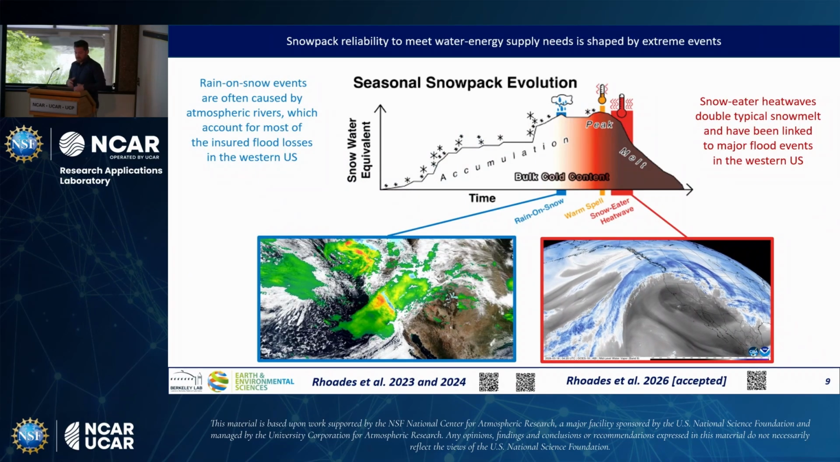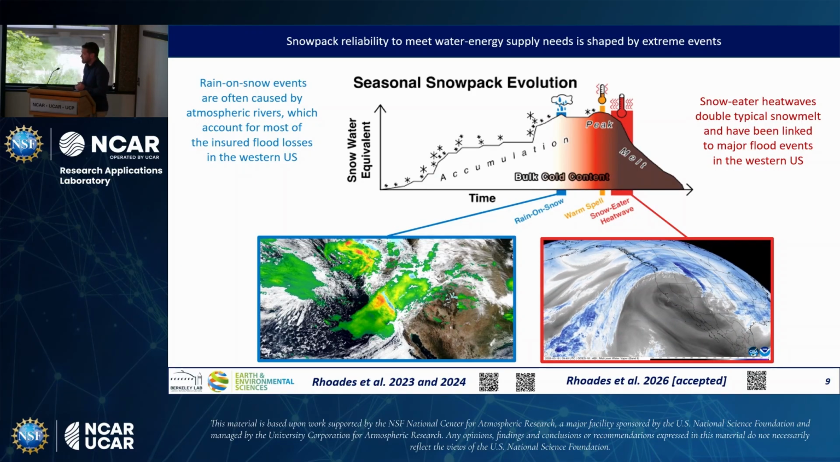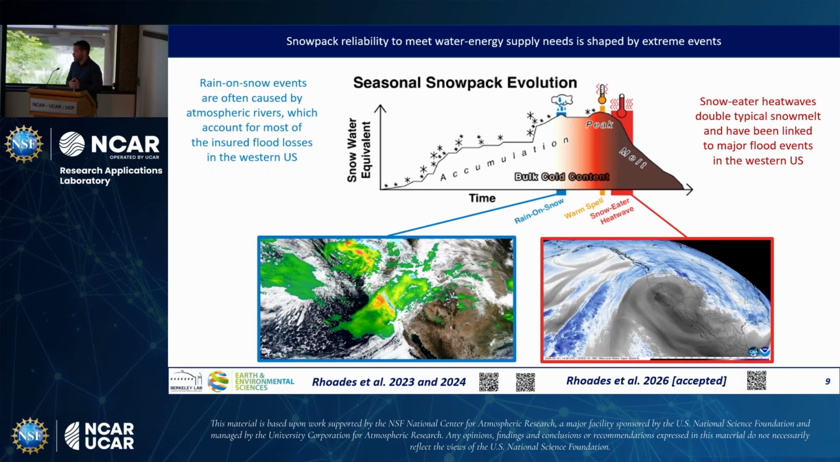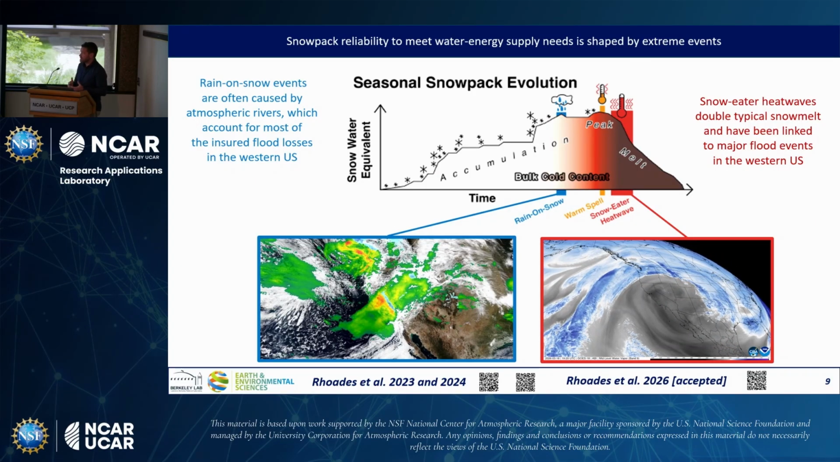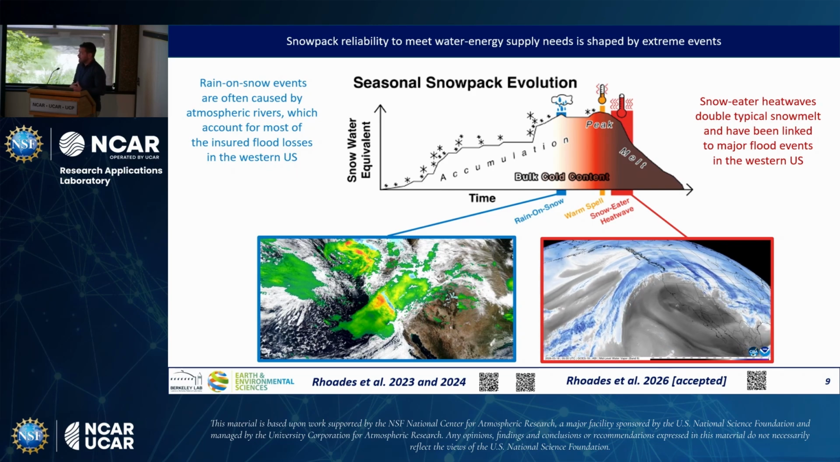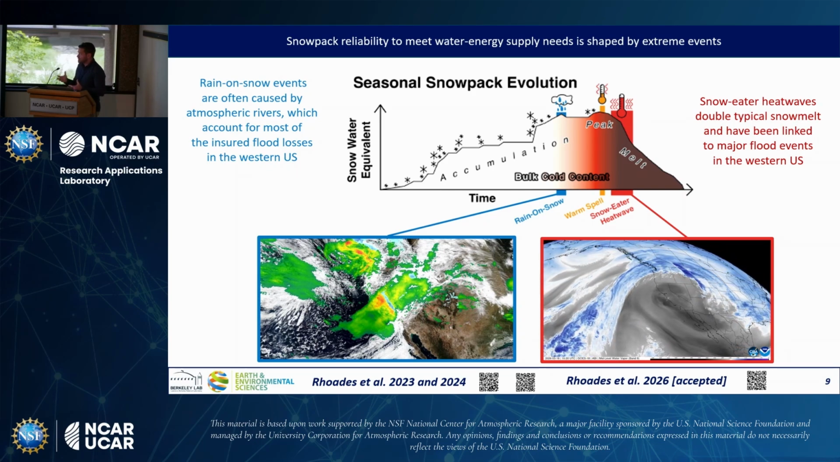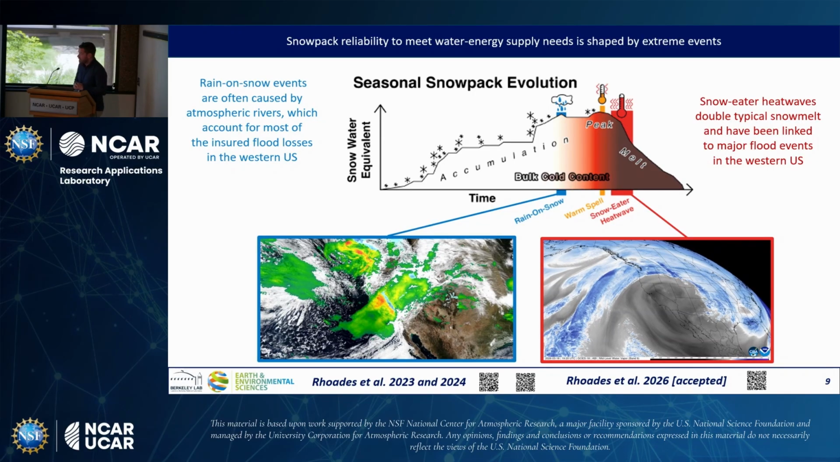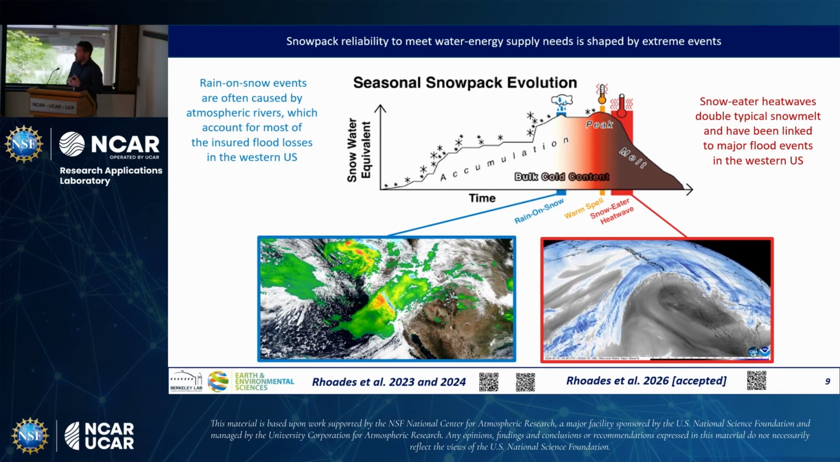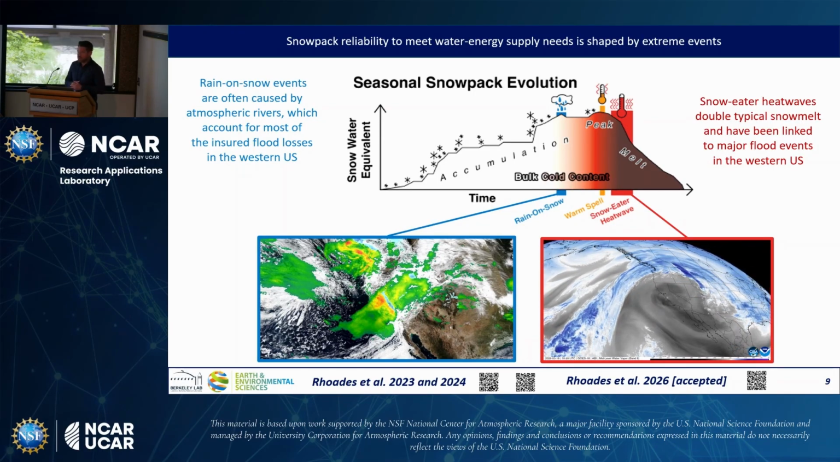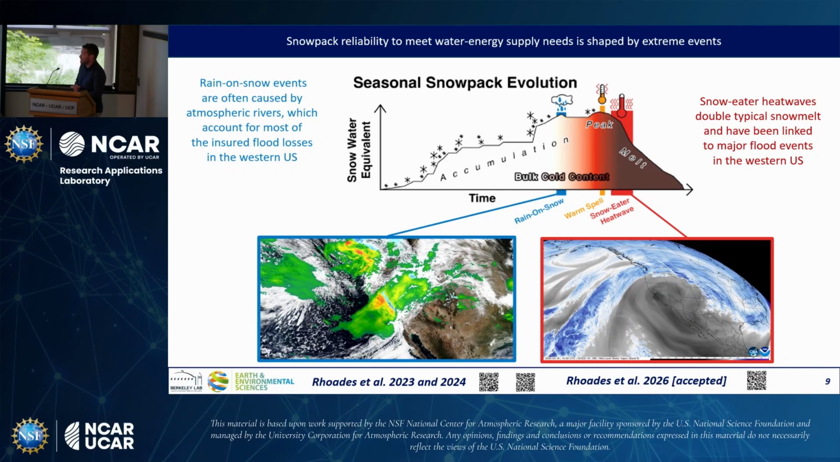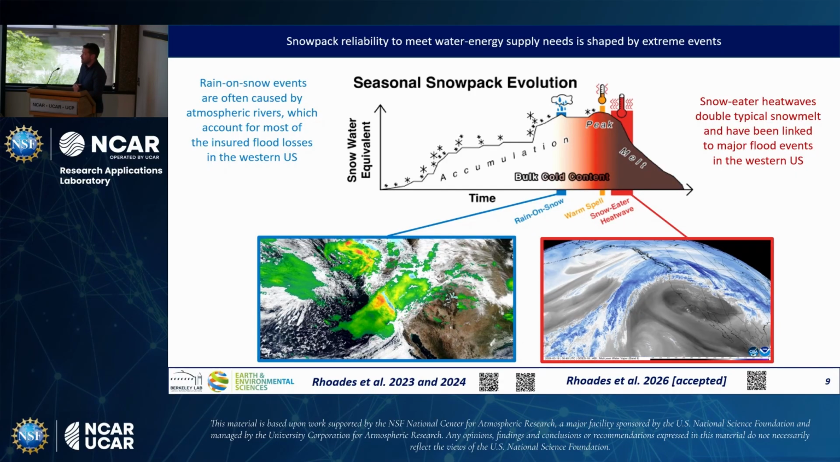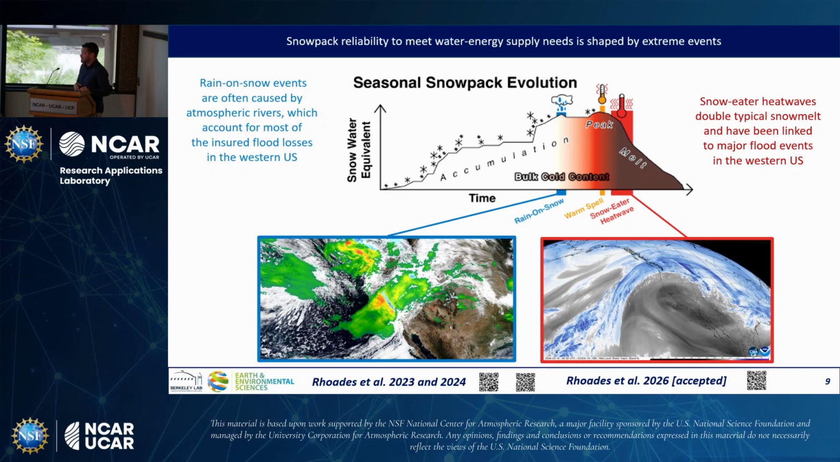Those are the mean trends over the last few decades. What this talk is primarily going to be about is extreme events that really reshape those seasonal, intra-seasonal dynamics of snow. We're going to talk about two things here. We're going to talk about rain-on-snow events, which are often caused by atmospheric rivers, which I mentioned earlier. They're associated with about 81 or 82% of all flood damages across the West over the last few decades.